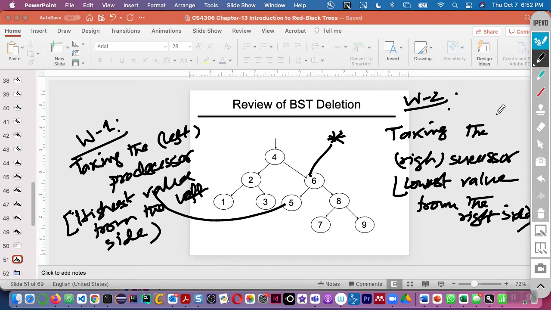Okay, so let us do this way. The book says this way. People usually do this way. This is more popular. So successor is what? The lowest value from the right side. What is this? 7, right? Value is 7, right?